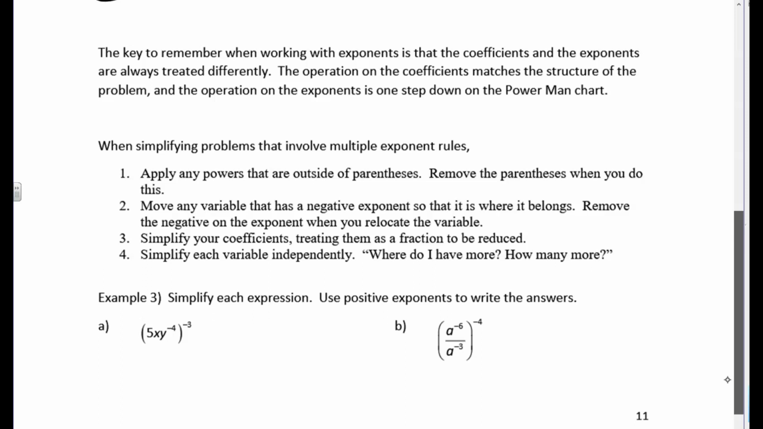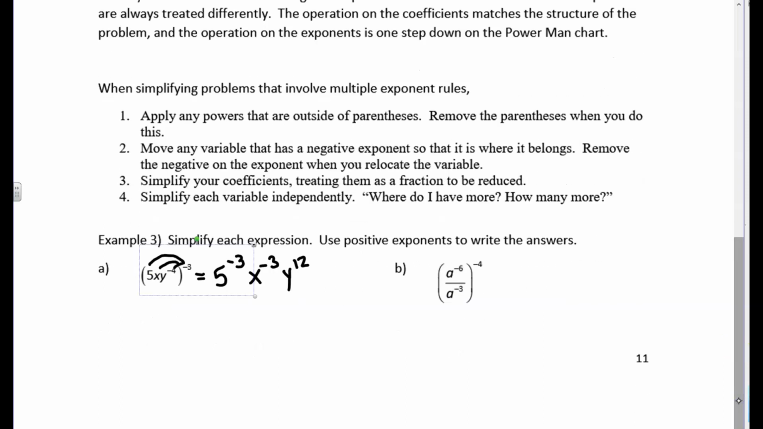So let's take a look at example A here. So again, the first thing I want to do is I want to apply any powers. So this power outside is going to go to all 3 pieces here. So this becomes 5 to the negative 3rd power, x to the negative 3rd power, and y to the positive 12th power. Great. Now we're going to move any variable that has a negative exponent. Well, that would be these 2 pieces here. So my y stays in the numerator because it has a positive exponent, over 5 to the 3rd, x to the 3rd. And now I'm going to deal with my coefficient.